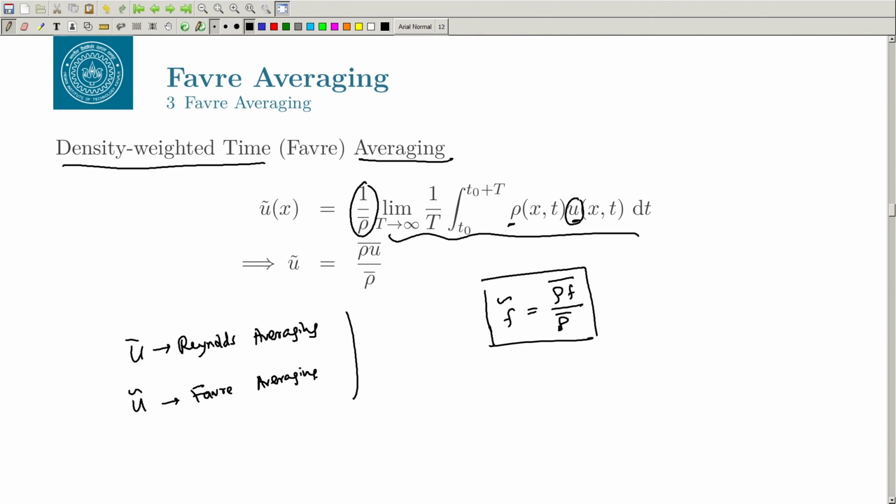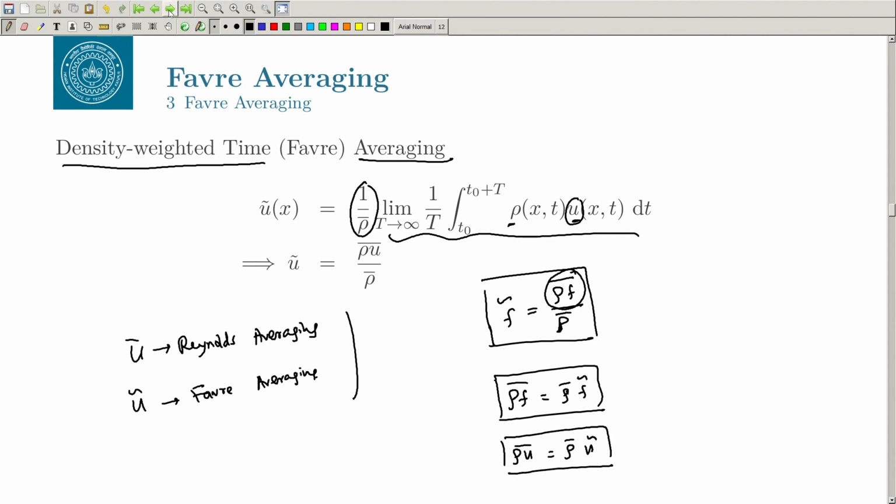So what we are trying to do is basically absorb the variation in rho into this rho f term, okay, so that you do not have to... I mean, we will see the advantage in the next slide. Okay. So you can write rho f bar is equal to rho bar f tilde, right. If it is a velocity, you can write rho u bar is equal to rho bar u tilde.